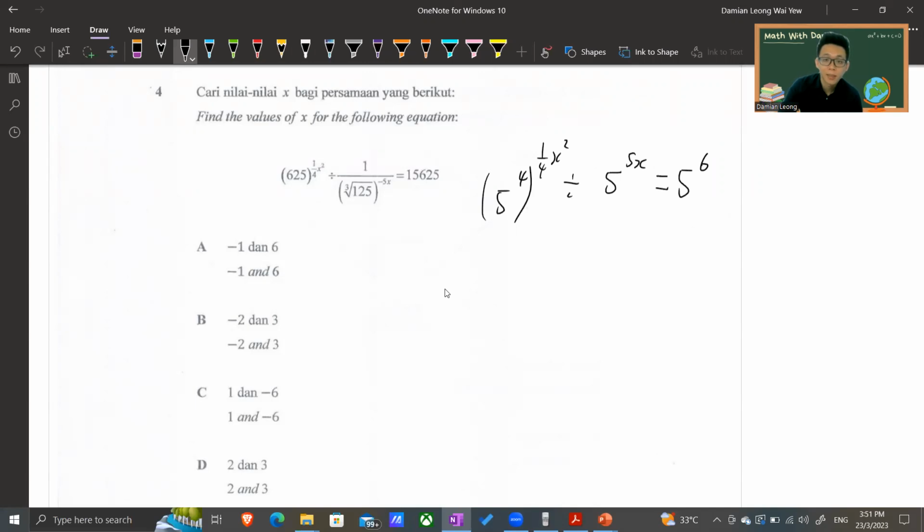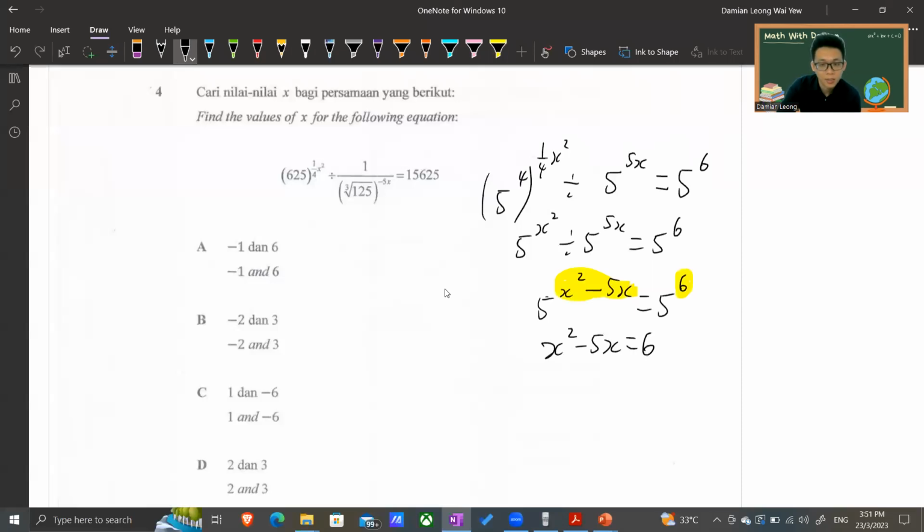Power on top power multiply. 4 times 1/4x squared is just x squared. So 5 to the power x squared divide 5 to the power 5x equals 5 to the power 6. Divide means power minus. Okay, so 5 to the power x squared minus 5x equals 5 to the power 6. So if it's equal with the same base, the power should be the same. So that means x squared minus 5x equals 6. So bring over, x squared minus 5x minus 6 is 0.